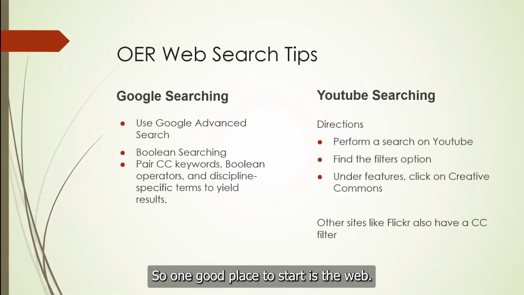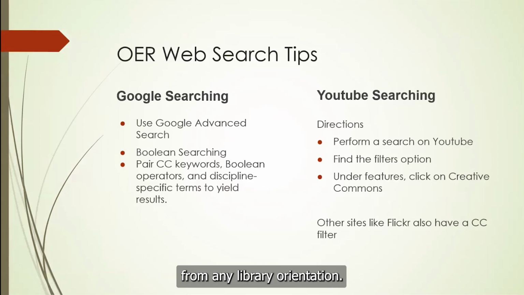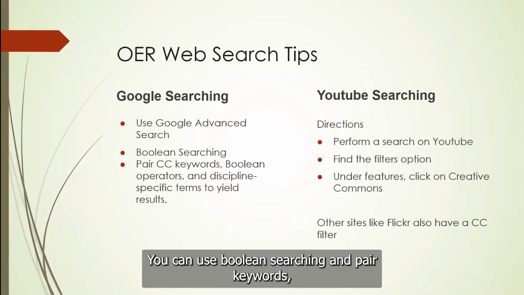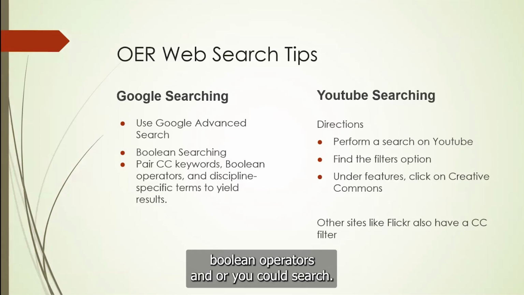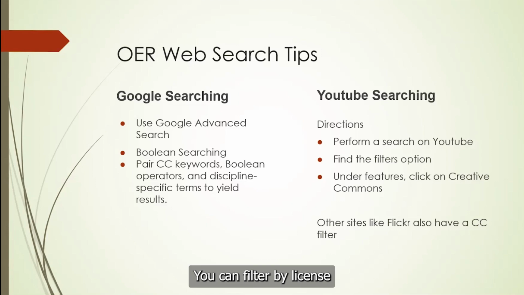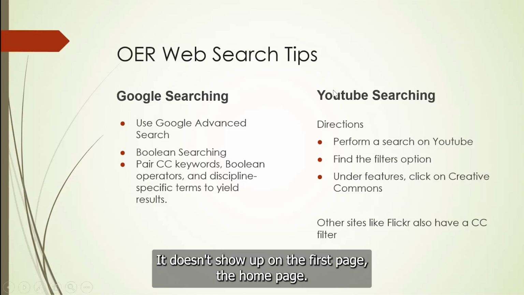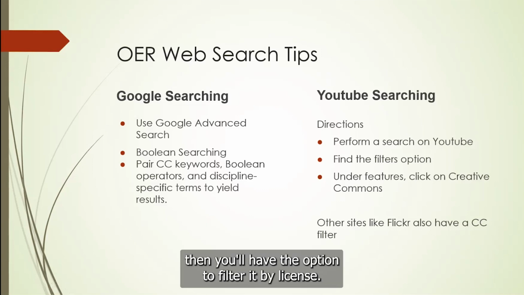So one good place to start is the web, and these are just librarian tips that you would get from any library orientation. With Google Advanced Search, you can use Boolean searching and pair keywords with Boolean operators. You can also filter advanced search with Google. You can filter by license. And then YouTube too, you can search for Creative Commons licensed materials. It doesn't show up on the home page, but once you do a search, then you'll have the option to filter it by license.